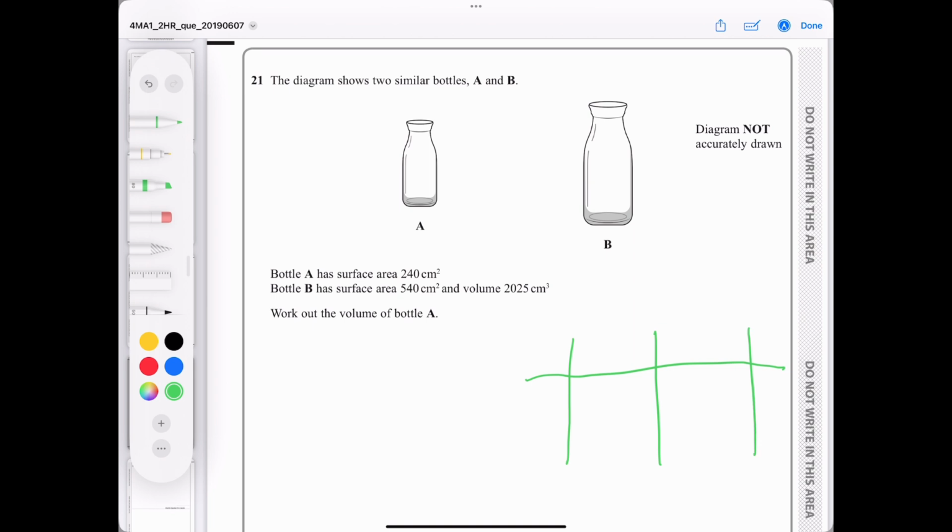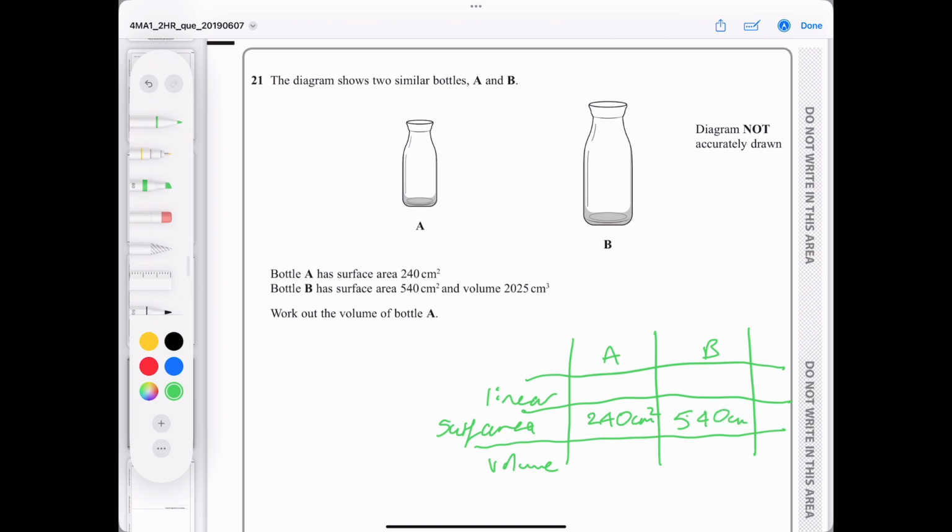so that's A, that's B. This is their linear size, which we don't know anything about. This is their area size, which we do know. And this is the volume size. So we're going to find the relationship between the surface area for A, which is 240 centimetres squared, and the surface area for B, 540 centimetres squared.